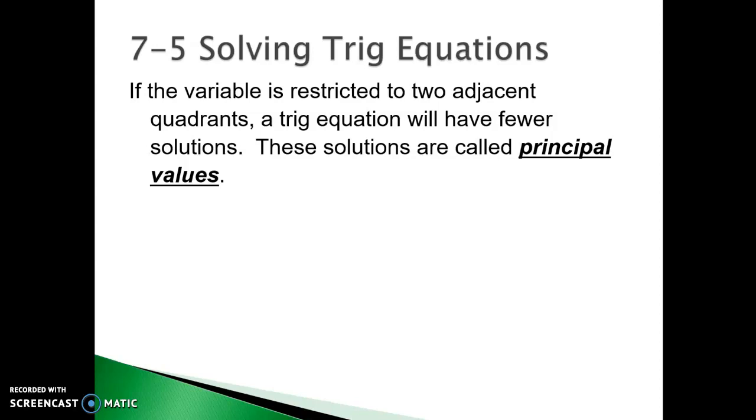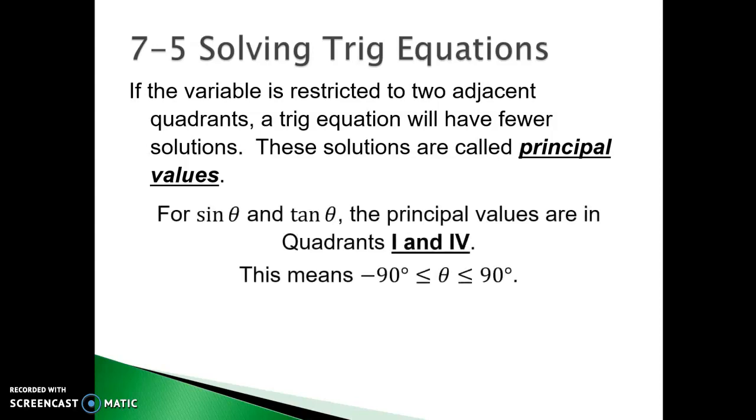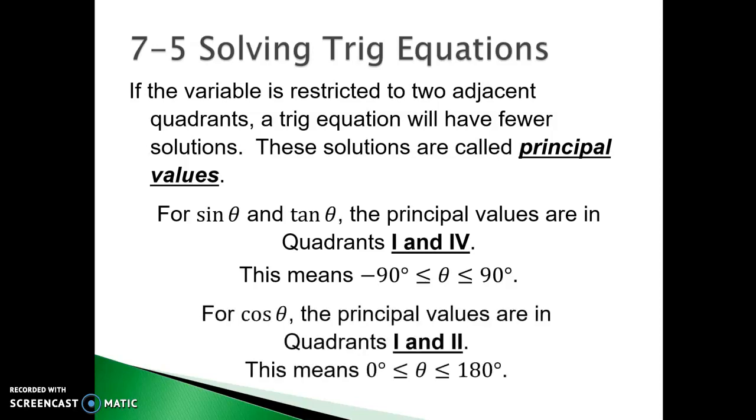If it's restricted to those two adjacent quadrants that we talked about in section 6-8, then you're going to have fewer solutions, and these are called the principal values. So quick review, when we talk about sine and tangent, we're restricted to quadrants 1 and 4. So that means it goes from -90 to +90. And if you're talking about cosine, then you're talking about quadrants 1 and 2. I don't know where those numbers came out of my mouth a minute ago. So quadrants 1 and 2, and so that means that we have to talk about theta between 0 and 180.